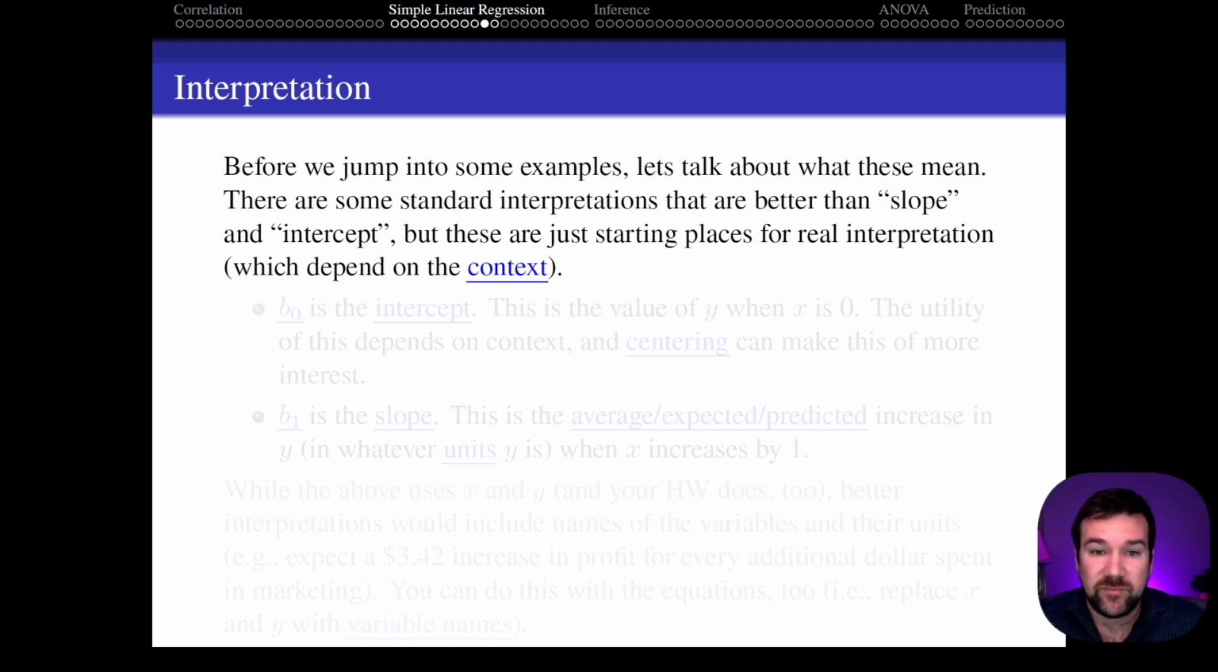All right, so we are going to jump into some examples in a second, but before that, I really want to talk about the interpretations of these things. So there are standard interpretations for slope and intercept. But being real for a second, the standard stats interpretations are almost useless when you're trying to explain this to someone or when you're trying to use this for a decision. So I would view these more as starting places for a real interpretation.